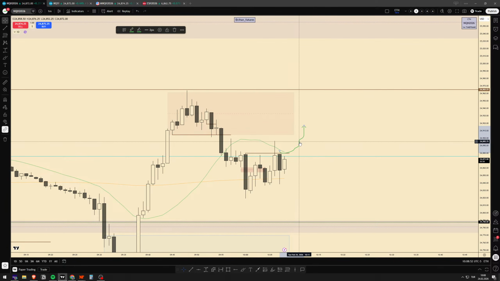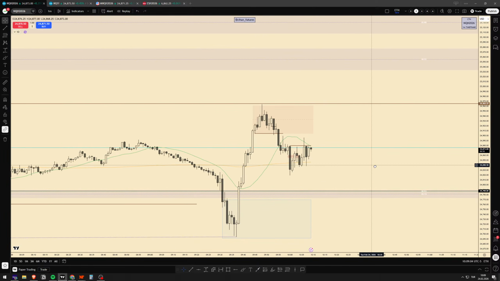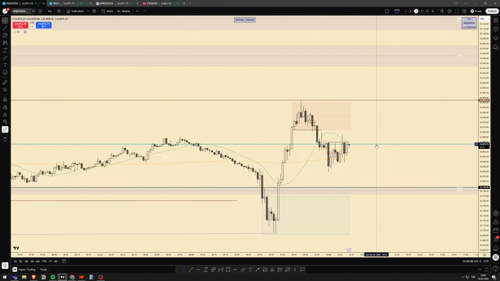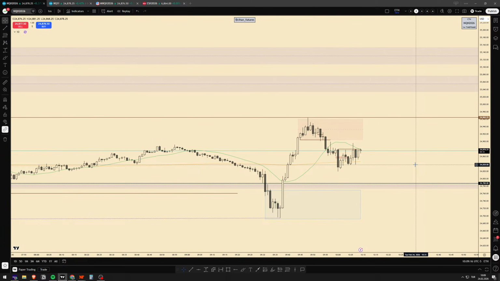If price starts to expand higher, then this 20 simple moving average, this green line, will be going further away from this 200. And that's what I want to see. Also, this is the true open. I want to see price gaining this level too, if I'm going to long it.